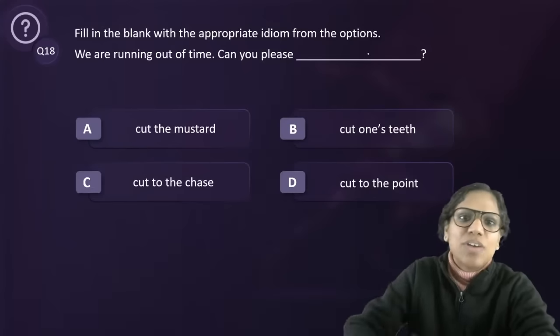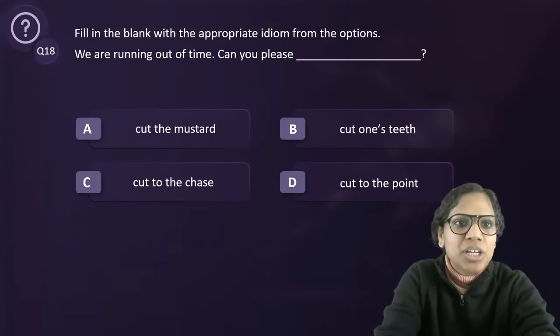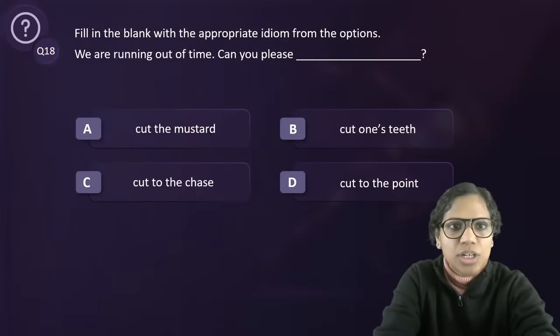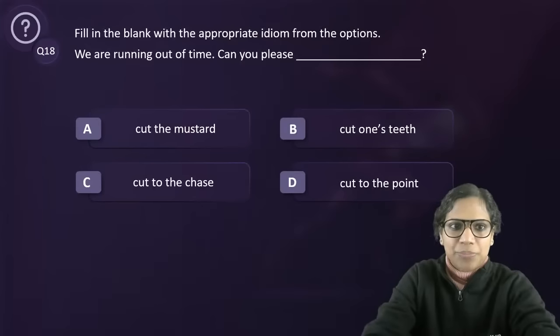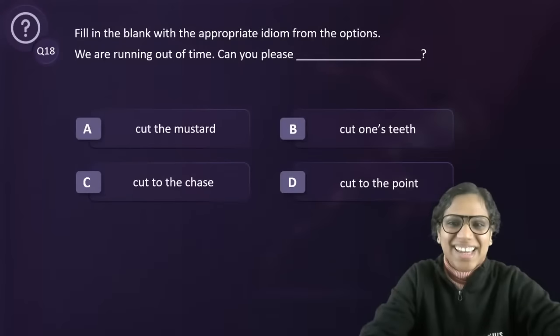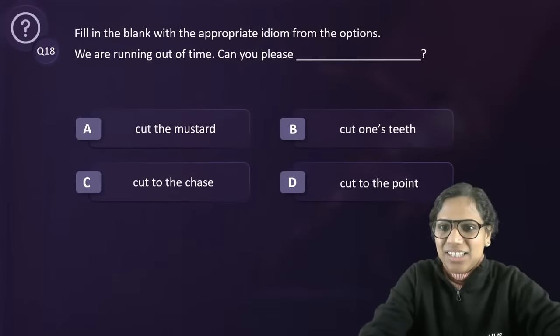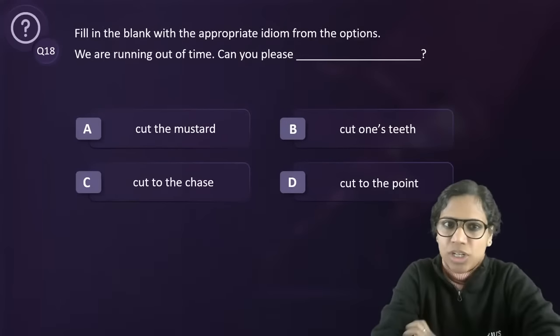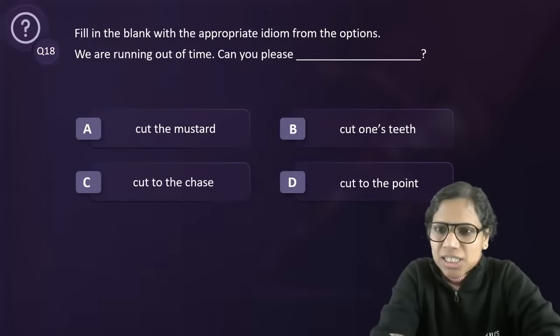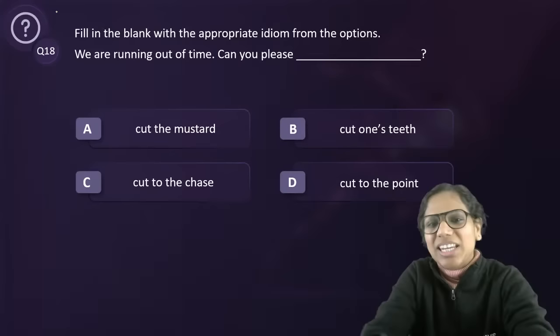Okay. So another way of asking an idiom question is fill in the blank. Tell me, what will come here? So we are here for some more minutes today. I think I'll end the session at 8:15 or so, so just bear with me. C, D, all right. We're running out of time. Can you please answer quickly? Can you please cut to the chase? This is a very easy one.